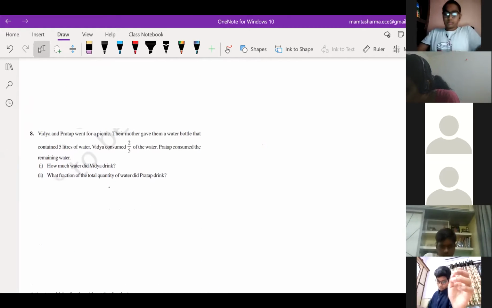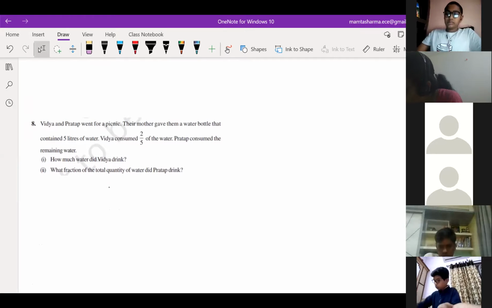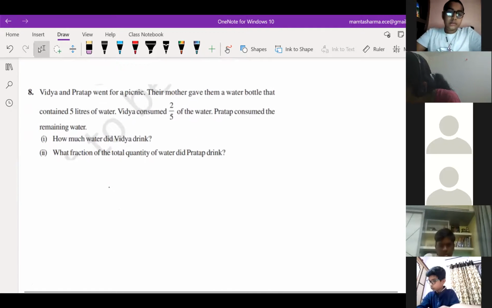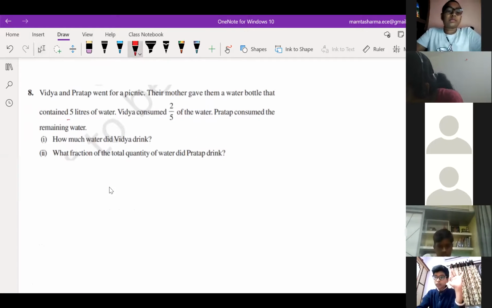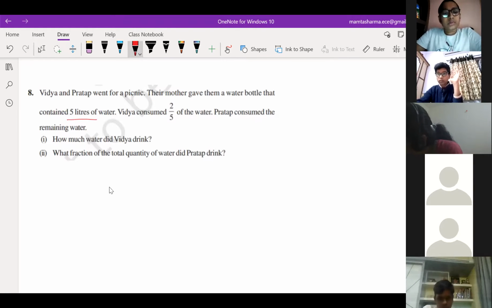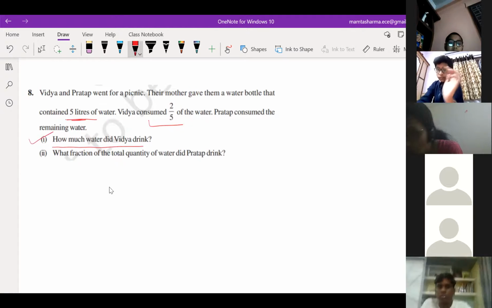Now see. Vidya and Pratap went for a picnic. Their mother gave them a water bottle that contained 5 liters of water. Vidya consumed 2/5 of the water. Pratap consumed the remaining water. So you have to tell how much water did Vidya drink.